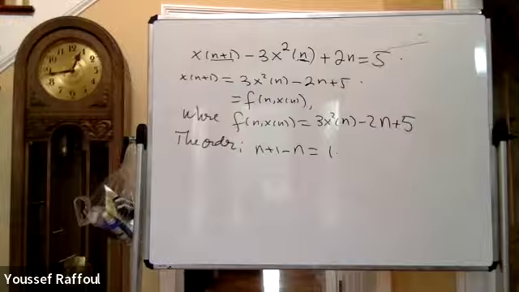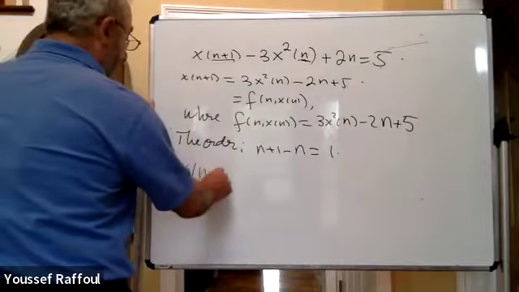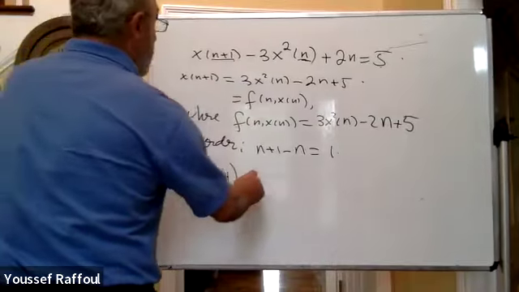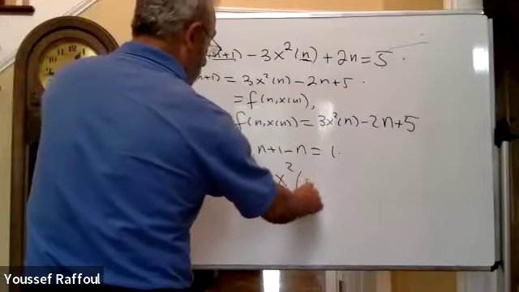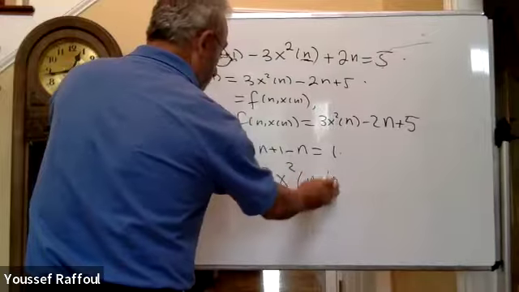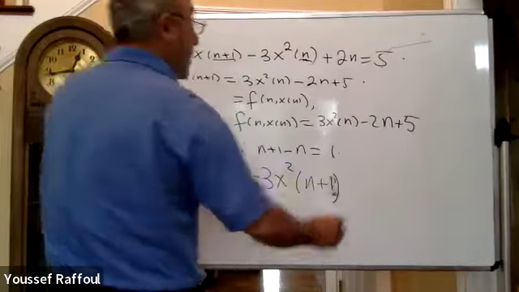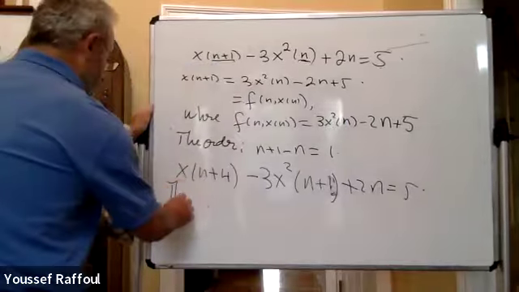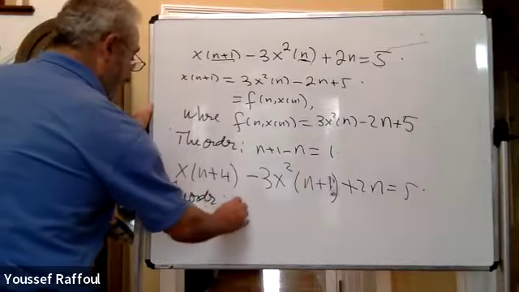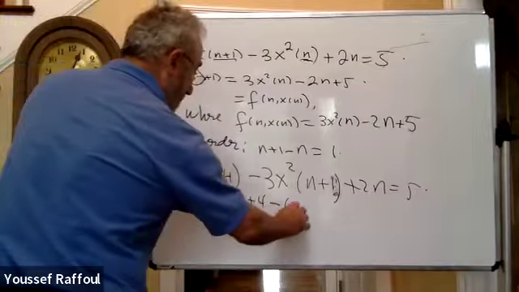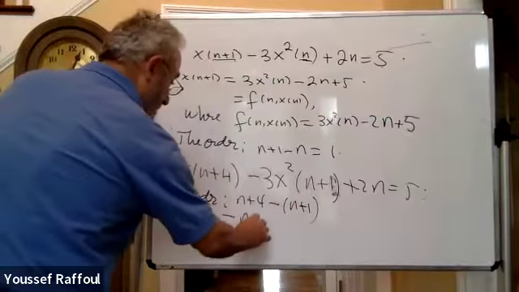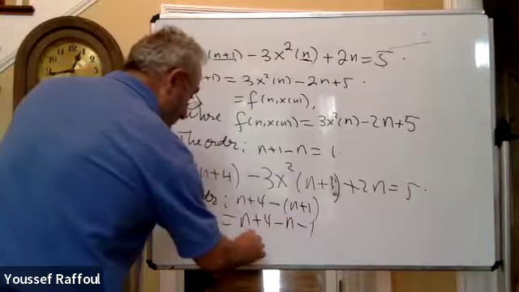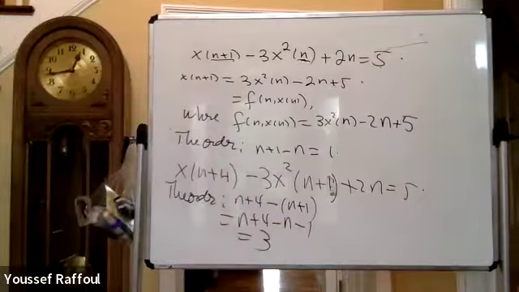All right? What about if I have x_{n+4} - 3x_{n+3}^2 + 1 + 2n = 5. So the order is n+4 minus n+1, and this is n+4 minus n minus 1, and that is 3. So the order of this difference equation is 3. Okay?